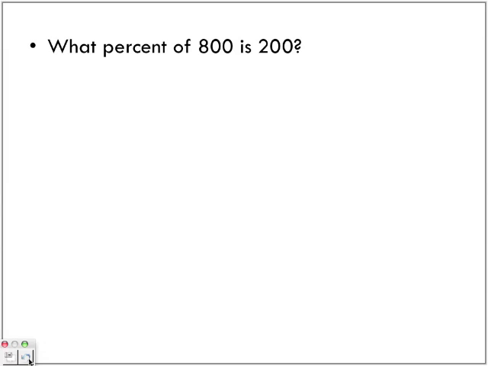What percent of 800 is 200? Using my method, what's on the left side? X over 100, right? We don't know the percent. That's what we're trying to find. We're trying to find what it is out of 100. We're at percentage. What's on the right side? 200.